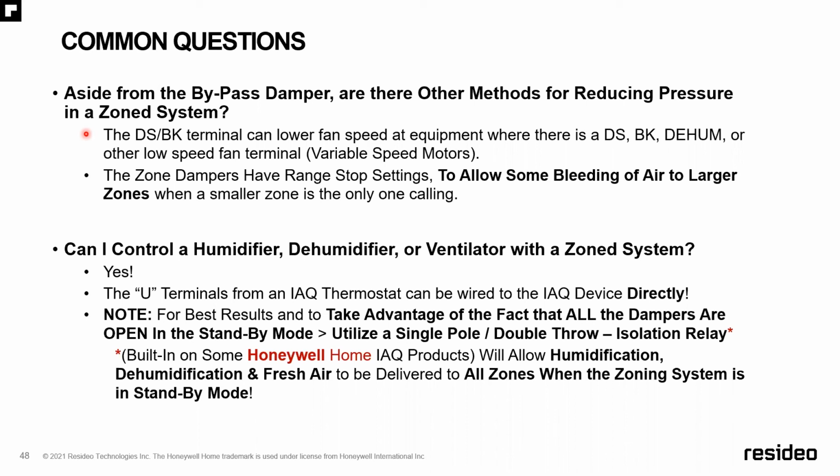And then we also mentioned perhaps bleeding a small amount of air. You saw the 17%, 30% in selection number 2 into some of the larger zones. Typically, this is not noticed temperature-wise, but it takes some of the pressure off the bypass and that amount of air going into a single zone when it's calling.